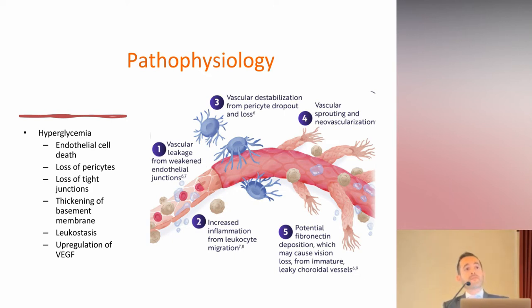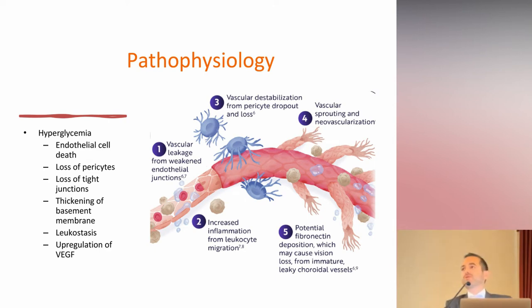We know inflammation plays an important role. We know that migration of white blood cells in the vasculature can play an important role in the progression of diabetic retinopathy. And obviously the more important thing is understanding that there are some growth factors that are either upregulated or downregulated, and this is the target for a lot of the treatment options that we have now.